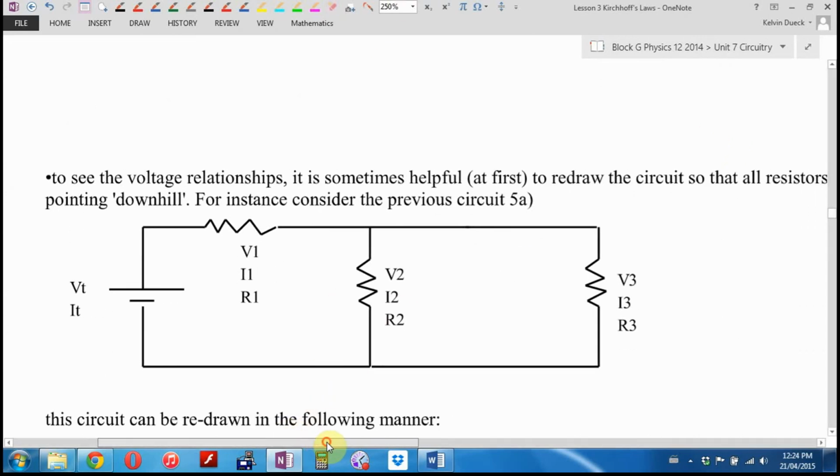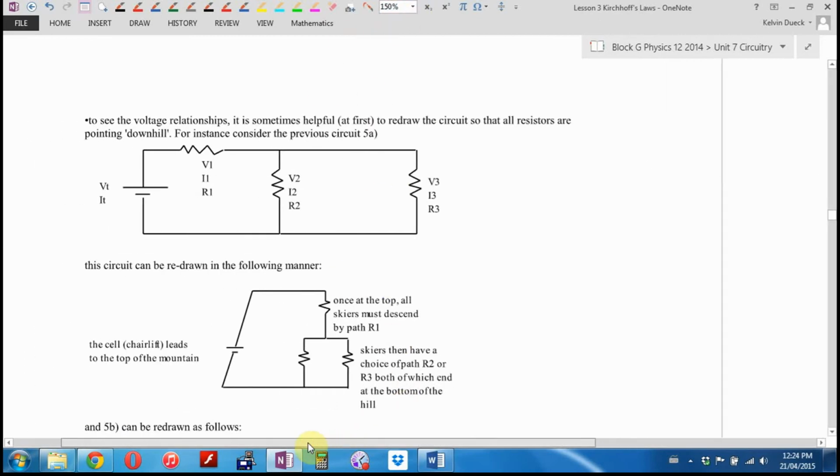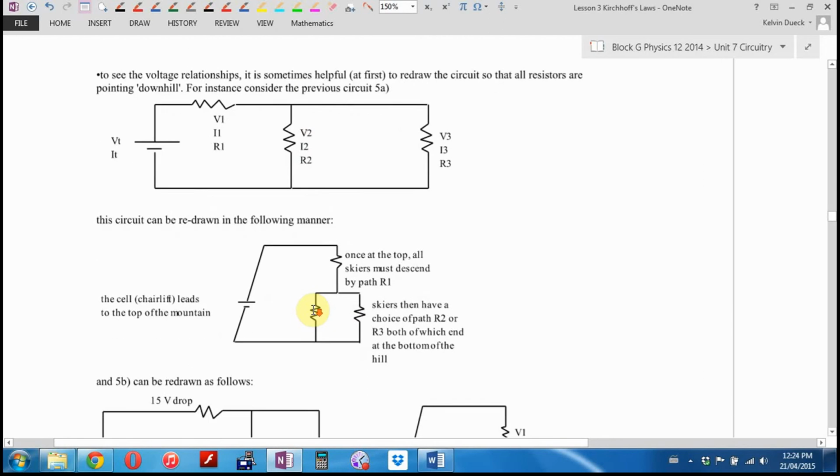To see this, sometimes it's helpful at first to redraw the circuit so that all resistors are pointing downhill. For example, consider the previous circuit 5A, where we all went through here and then we split up. You can visualize it as a big chairlift, everybody went down the same hill, and then some people went to the right, some to the left. But we must have all lost the same height, the same voltage drop, going through there. Otherwise, how could we meet up at the bottom?